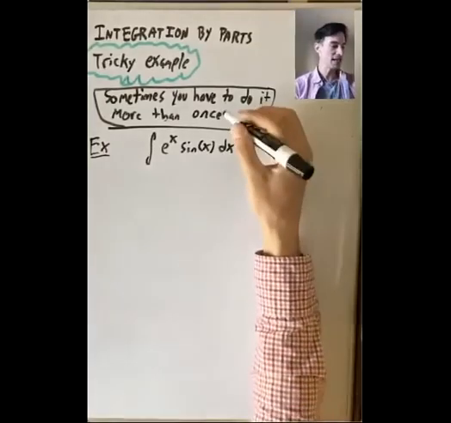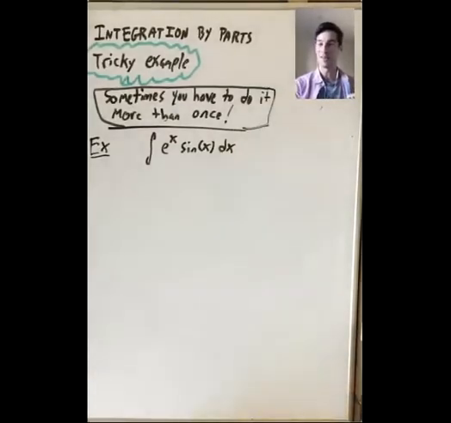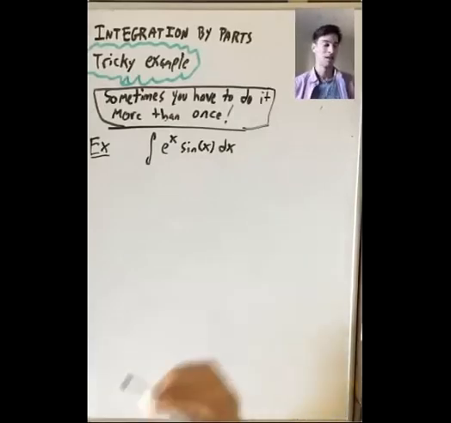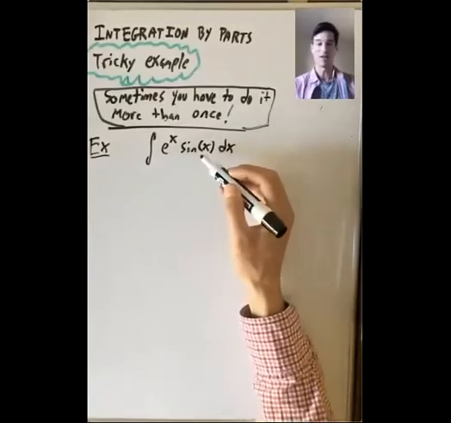So the main idea is sometimes you'll have an integral that you start with. You do integration by parts once, and you get to an integral that maybe is simpler, maybe it's not, and you say, how do I do this integral? And you do integration by parts again. And when you do integration by parts more than once, things simplify. So here's the example. Let's take the integral of e to the x times sine of x dx.